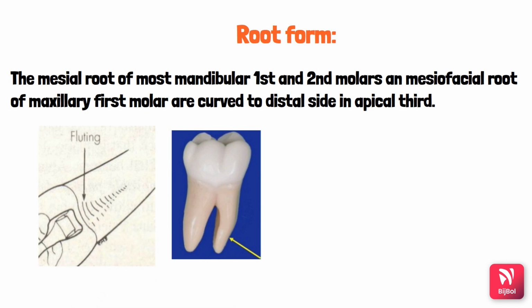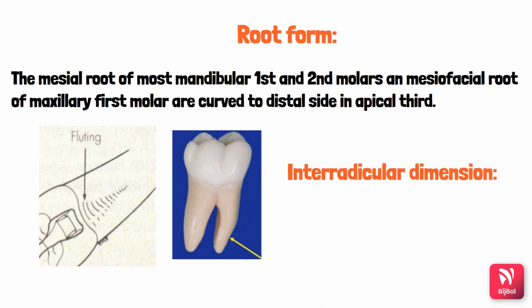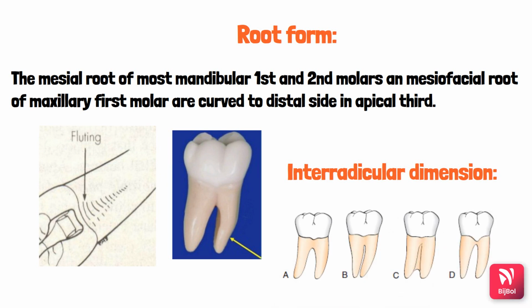And in the second picture, you can notice fluting. So there are flutings on the distal aspect of some roots. Because of these flutings and curvatures, there will be complications in the treatment plan. Another important point is the interradicular dimension, which is the distance in between the two roots. Because of this interradicular dimension, there will be complication during the instrumentation.